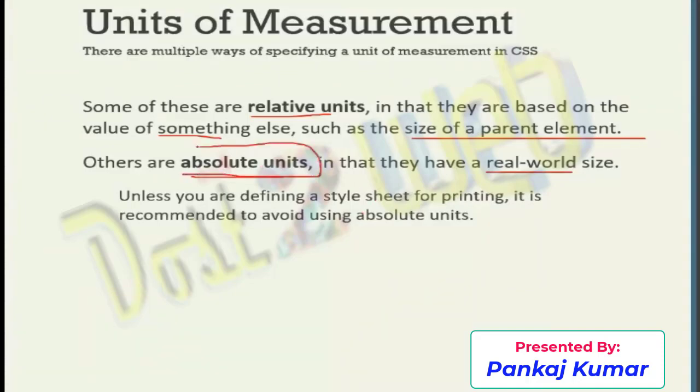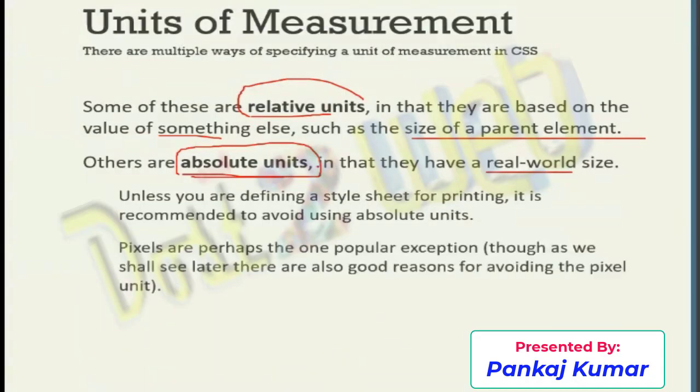Why are we saying that? Because absolute means it is not going to change. It is going to be fixed. Suppose an image. If you define the image in an absolute unit, then when the screen size changes, obviously the measurement, the length you are defining for the image, will not change and it will not become responsive. So that's why it is said to avoid using absolute units. Mostly we should use relative units only. So you can depend on the parent element. Whenever the parent element changes, this also changes.